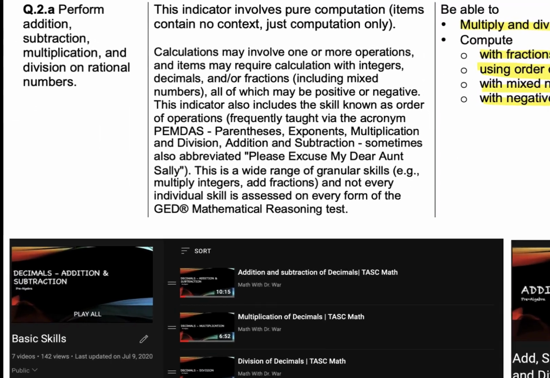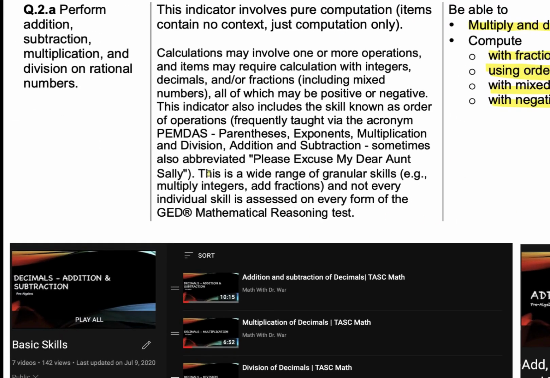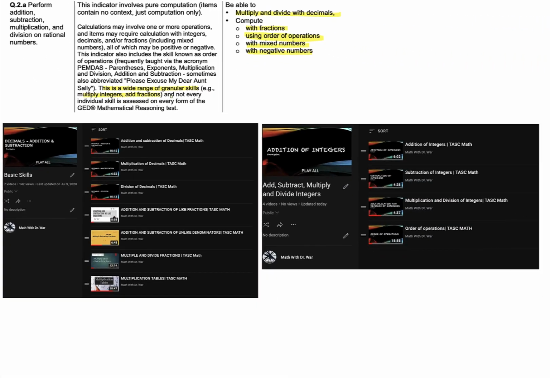So they say this is, and let me highlight it, it says this is a wide range of granular skills. Example, multiplying integers, adding fractions, and not every individual skill is assessed on every form of the GED exam. So you don't know what you may get. Someone might go take their GED test and all they get is multiply decimals, and that person is pretty lucky. But then you might get someone who gets an order of operations problem that has decimals, fractions, and negative numbers. So you have to be proficient in this area.